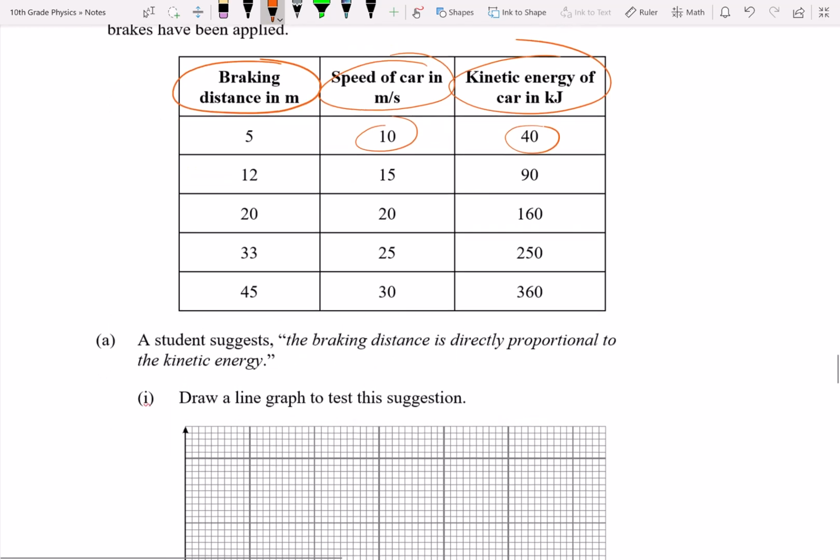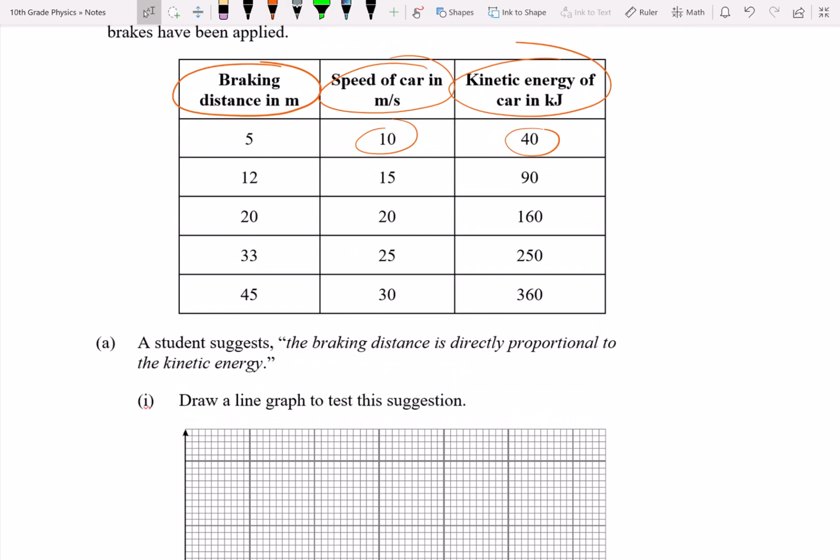This question actually tests a little bit of your math knowledge as well. A student suggests the braking distance is directly proportional to kinetic energy. What it means to be directly proportional is that it has to go through the origin and it has to be a straight line, right? You can't have a curvy thing. If it's curvy, it's not directly proportional, unless it's like a power proportion. And also if it's shifted up, then it's not directly proportional.